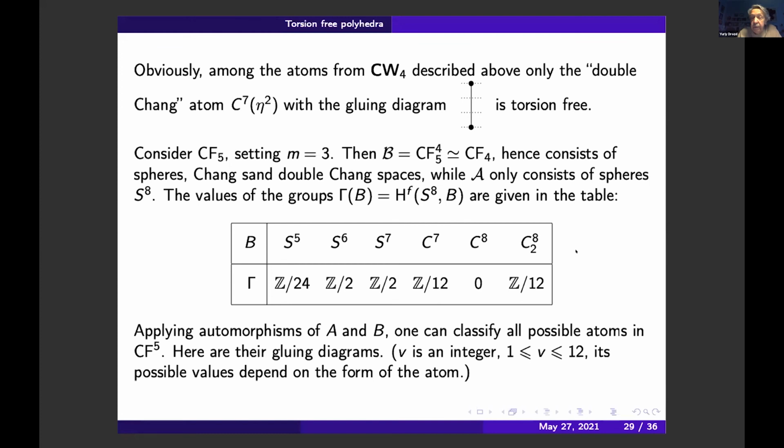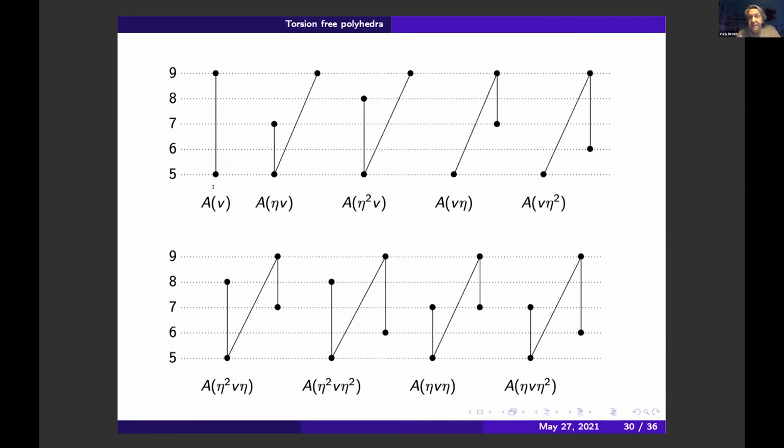I will present their gluing diagrams. They are like this. So we have these chunk and double chunk atoms, and we glue the spheres and these atoms like this, using this long gluing. What does V mean? You see, here we have the maps from the 8-dimensional sphere to the 5-dimensional sphere. The corresponding stable homotopy group has order 24. So V shows the order of this gluing.